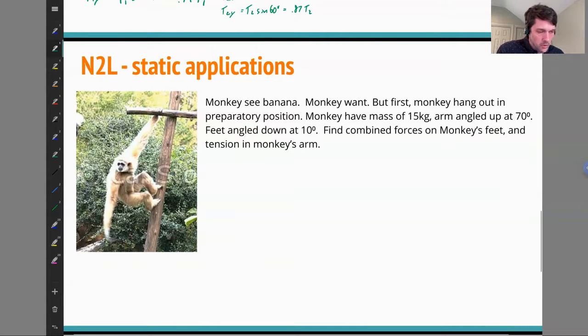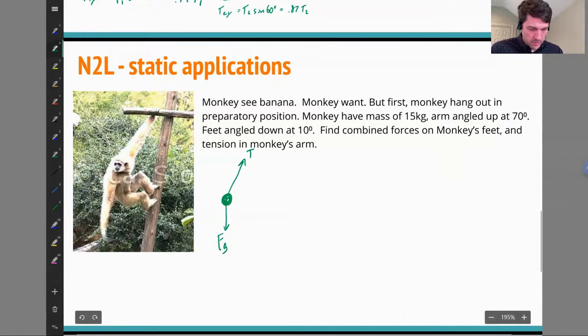We're going to look at one more example of a chill monkey in a tree. In this case, this monkey has one arm extended in this direction. I'm going to call that tension. Monkey still has its weight straight downward. But in order for the monkey to not be falling or swinging to the right, that tells us that the force exerted by the tree has to be somewhat up and to the left. And that would be a normal force.